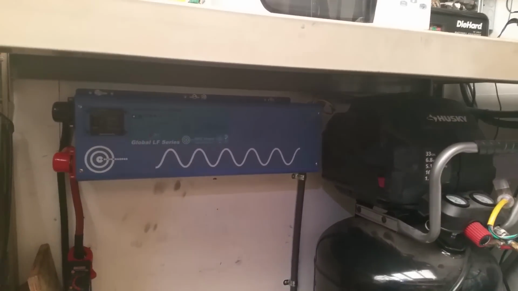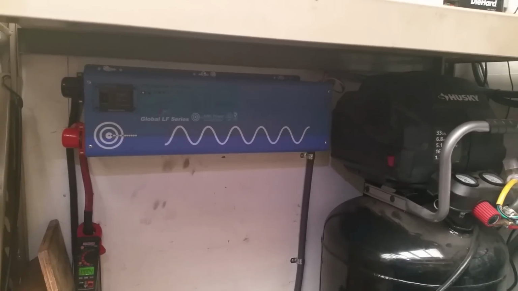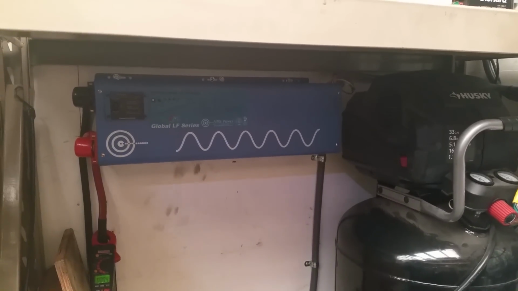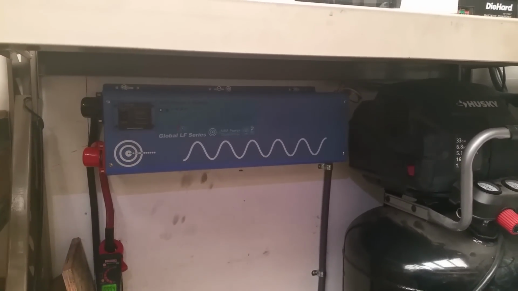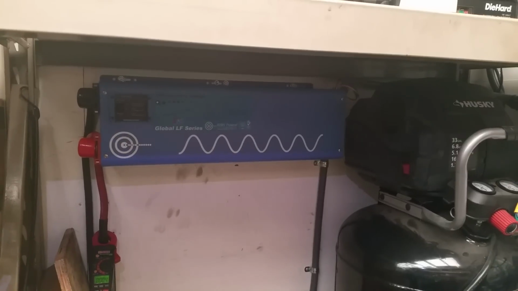But overall, I would really have to recommend this inverter charger if this is the route you want to go. I have to stress the battery bank is really important. You need a good set of batteries if you want to make this work.